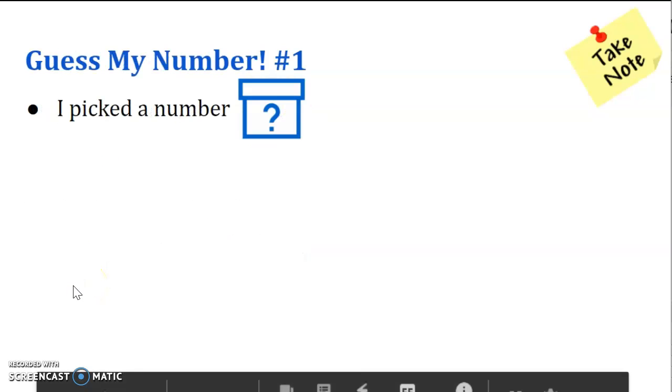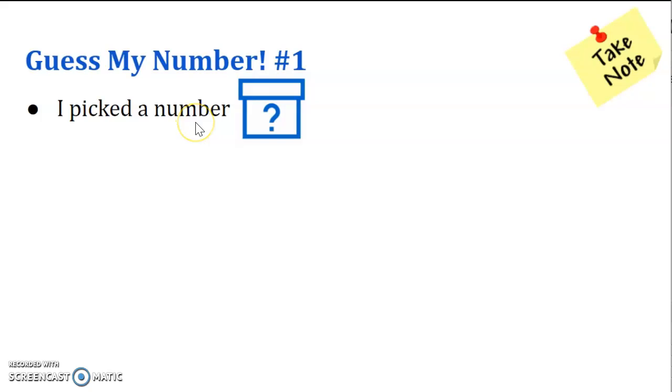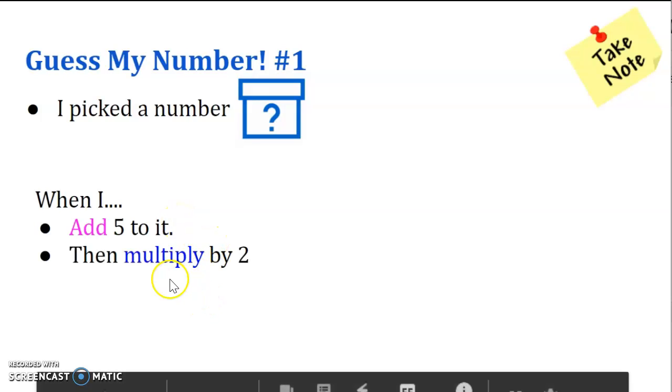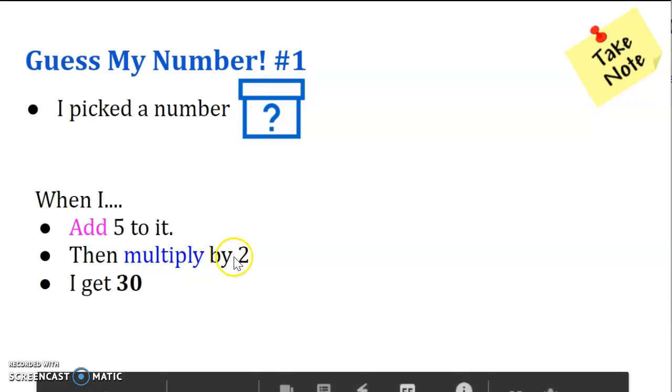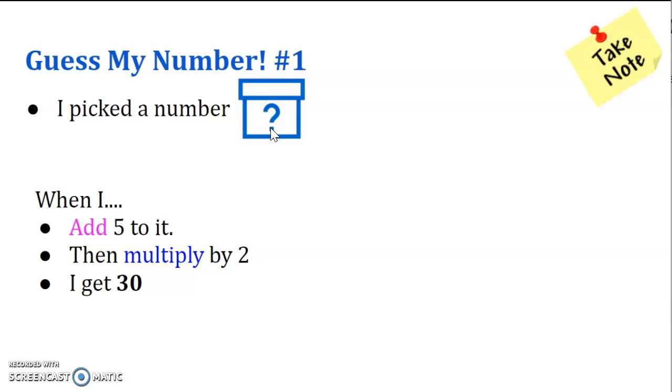So let's put that in for real. Guess my number 1. So if I pick a number, and I added 5 to it and then multiplied by 2, I got 30. Could I guess what the number was? Okay, so if a friend picked a number and added 5 to it and then multiplied by 2, and you got 30, then what is the original number that we started with?